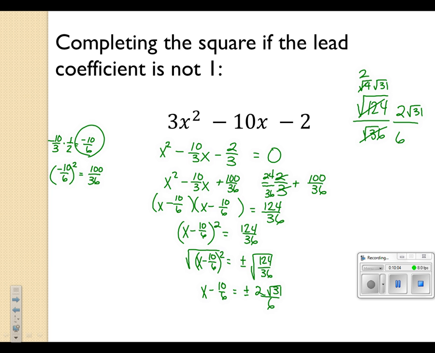Last step is to get x completely alone. So we're going to add 10/6 to both sides. Okay, come over here. I'm running out of room. We end up then with x equals 10/6 plus or minus 2 root 31 over 6. There's some reducing to do. The denominators match, so the numerators can be written together. Whoops, I need my 2 there first.